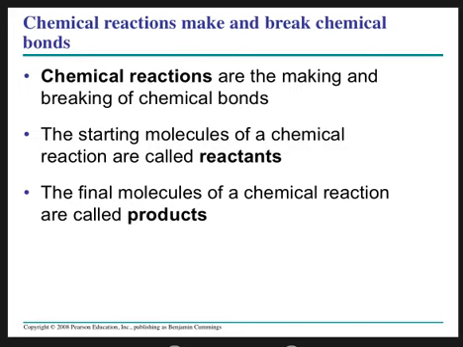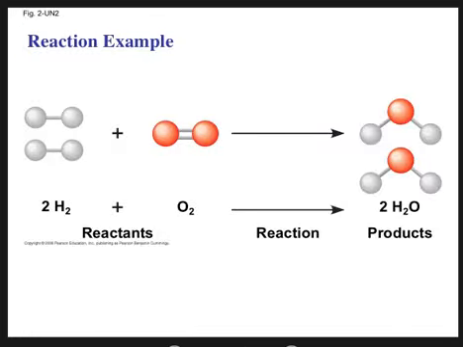The molecules that start a chemical reaction are called reactants, and the end result of the chemical reaction, those molecules are called products. So here I have two H2 molecules. I have an O2 molecule. See that double bond between both of the oxygens? Those are my reactants, my hydrogens and my oxygens. And my products are that I get two water molecules.